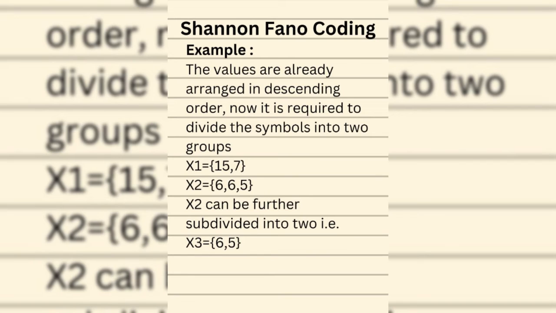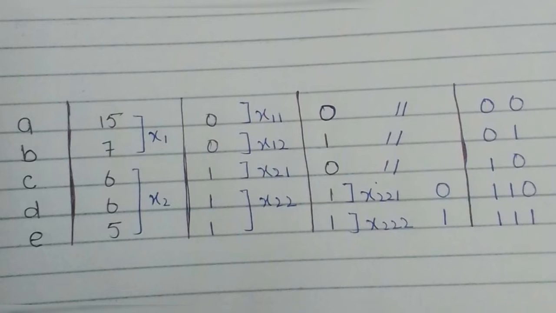Then x2 can be further subdivided into 2. So in stage 1, we divided the groups into x1 and x2. Step number 4 is to assign 0 to upper and assign 1 to lower. So to x1 values we will assign 0 and to x2 values we will assign 1. In stage 2 we will divide x1 into x11 and x12 and repeat step 4, assign 0 to the upper and 1 to the lower. So A is 0 and B is 1.